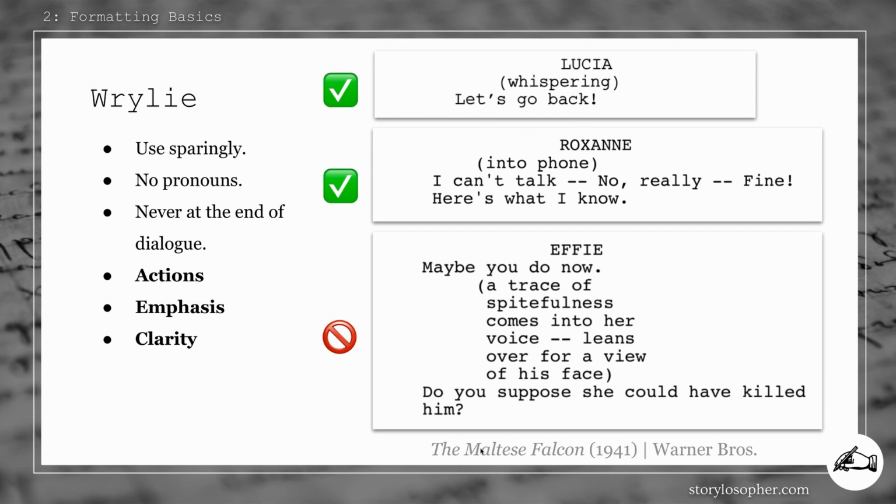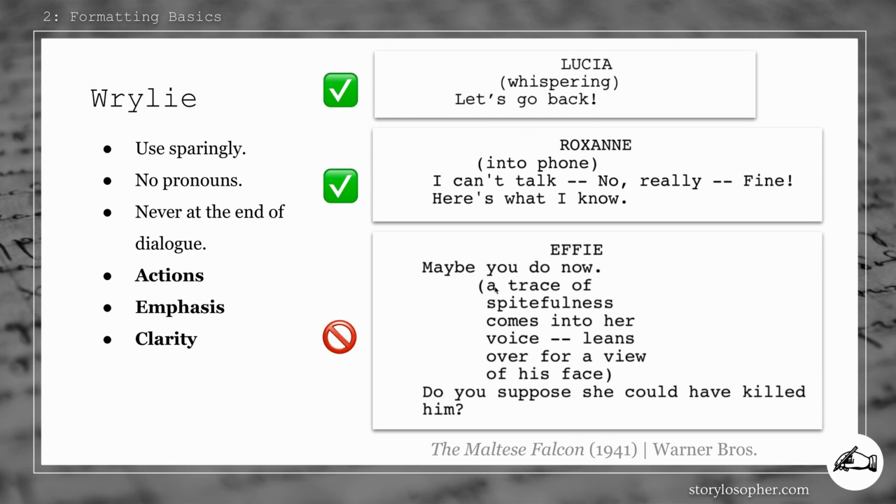So look at this one from the Maltese Falcon. A trace of spitefulness comes into her voice, leans over for a view of his face. So here that's describing the voice, like the performance, and then this is describing what she's doing. So you have two different things going on in this one parenthetical, and it's 1, 2, 3, 4, 5, 6 lines. Oh, no, don't do this. Now, they could do it back then, because this was the 1940s, and they didn't have the formatting down pat yet, the way we do now. But if you put it in your screenplay nowadays, 80 years later, it's going to be looked down upon, okay?